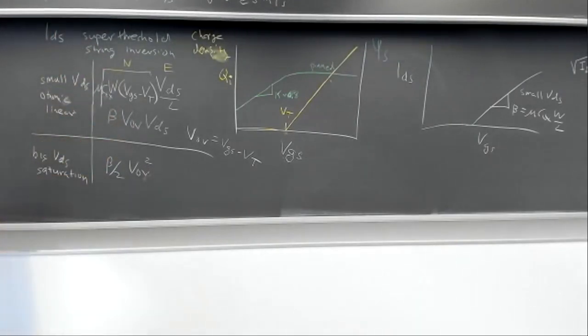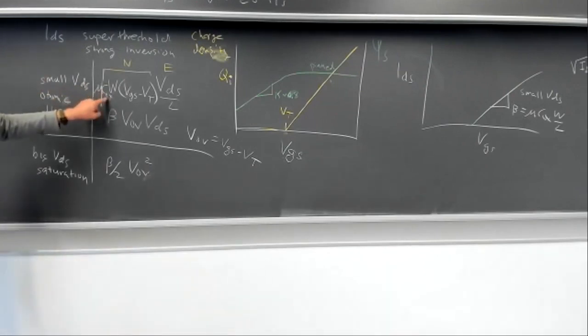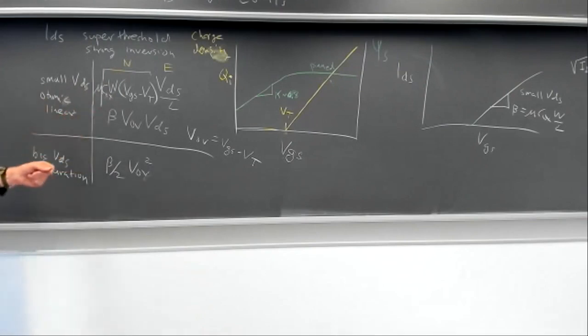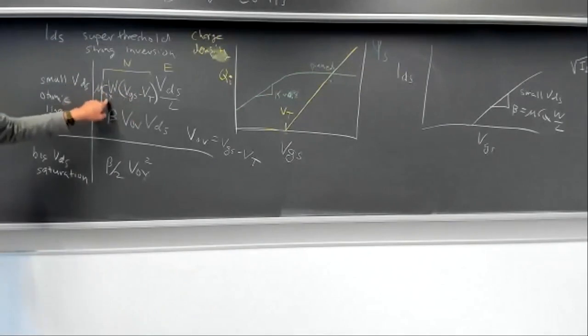Another question? Just wanted to ask about that C, because I didn't get that. The Cox here? Yeah. The Cox is the oxide capacitance. So the charge density in the channel is CV. Q equals CV. You know that, right? Q equals C times V.